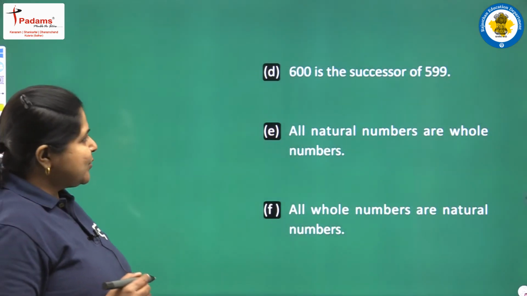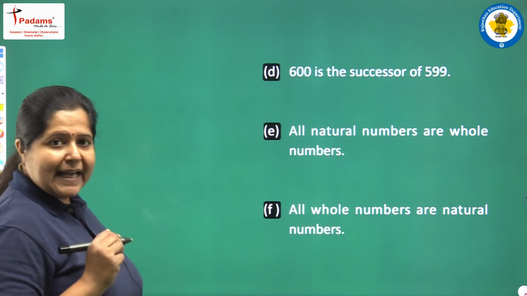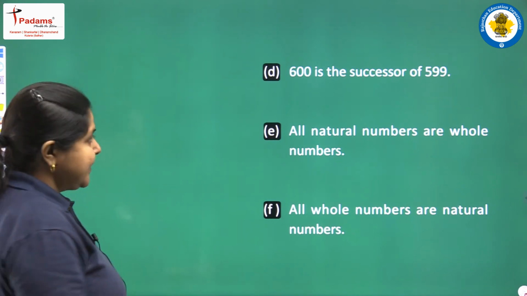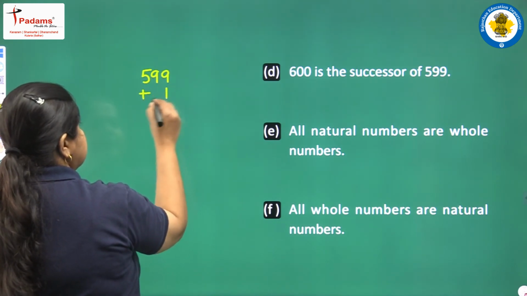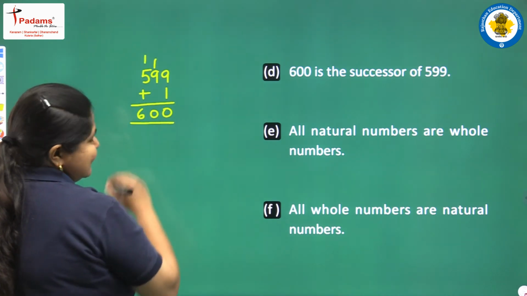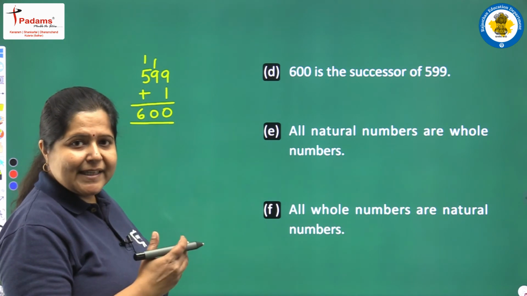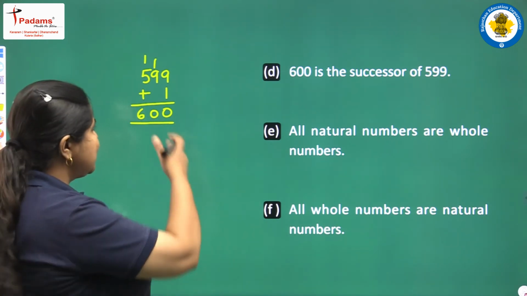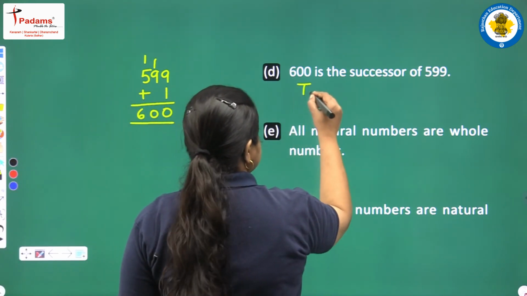Okay, we move on to the next one. 600 is the successor of 599. How do we find the successor? We simply add 1 to it. Let us add 1 to this 599. It will give you 600. Yes, simply by counting also you know that after 599 we get 600. So, if you can write it directly, then no need to show this addition part. It is a true statement.